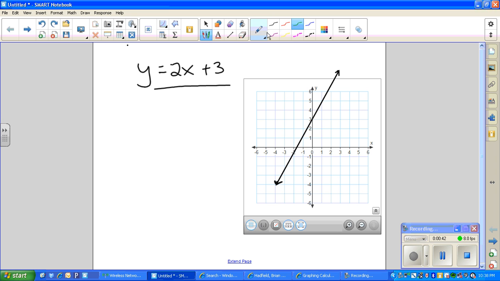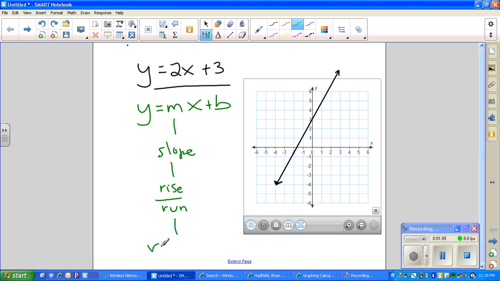This one relies on us knowing the meaning of slope-intercept form, which is y equals mx plus b. M represents the slope of the line, that is the steepness, if you will, which is often defined as rise over run, and that's how we're going to look at it today. Rise over run. It's also sometimes referred to as rate of change.